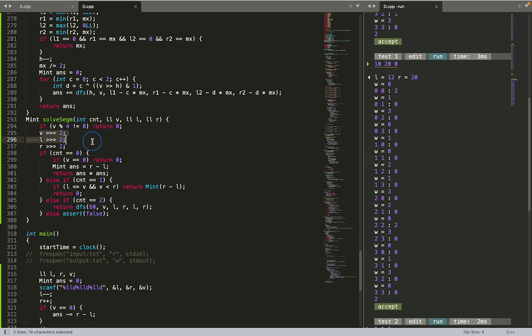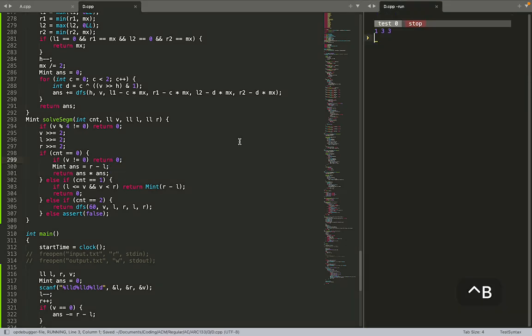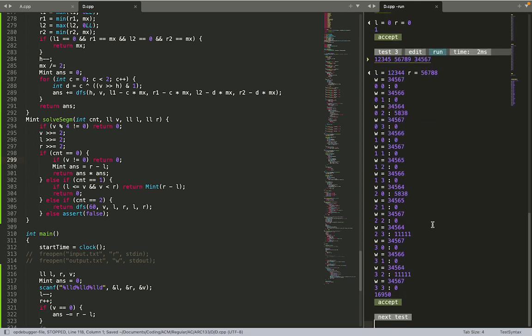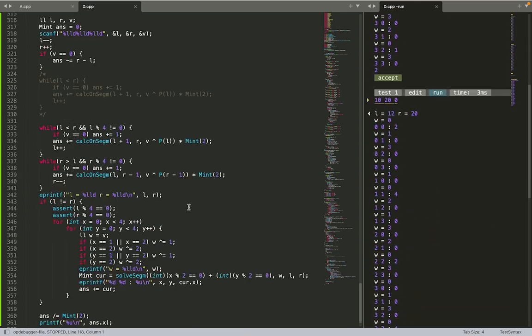And do this, and do this. If it's non-zero, then it's zero. Come on. So many stupid mistakes.